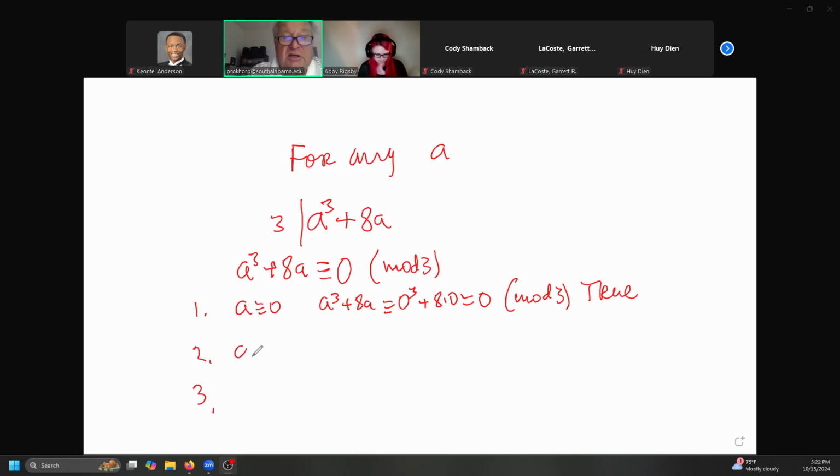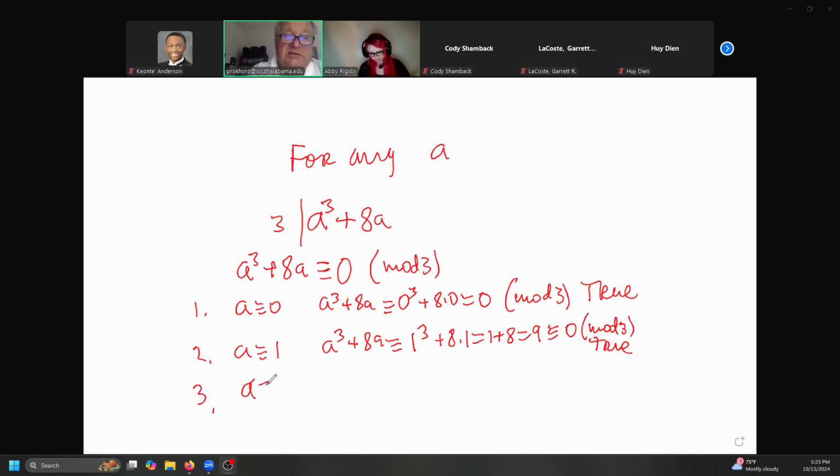So next is a is congruent to 1 modulo 3. And we write a cubed plus a is congruent to 1 cubed plus a times 1. And what do we get? 1 cubed, 1 plus 8, we get 9. And what can we say about 9 modulo 3? 9 is divisible by 3. So this means we'll get 0. True.